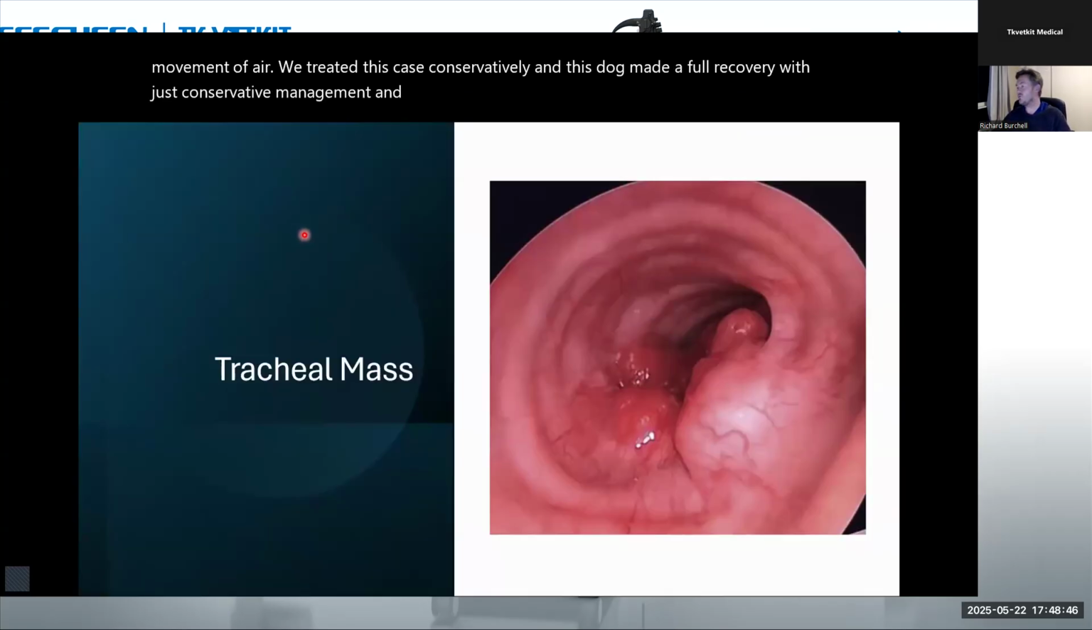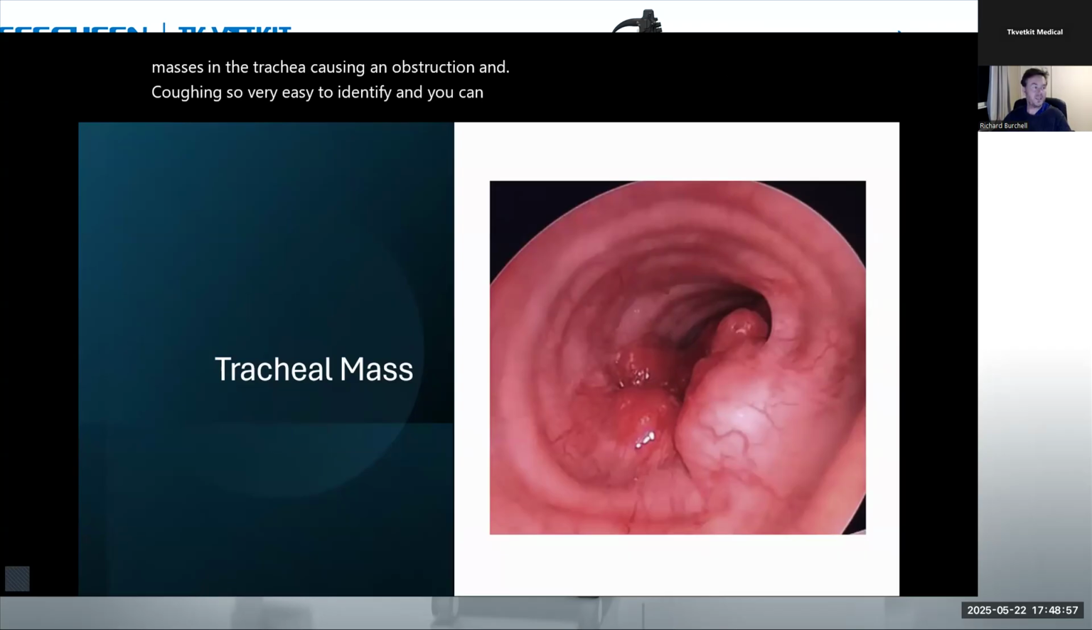And then we can also rarely see tracheal masses. So these are masses in the trachea causing an obstruction and coughing. So very easy to identify, and you can get a sample of those and biopsy them.